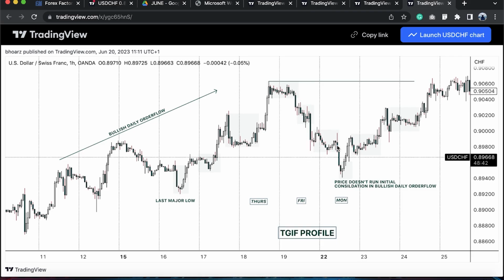And if you're wondering what the market maker sell model looks like, or what a complete market maker sell model looks like, we're going to talk about that in the next video. That's going to be the next topic, the market maker sell model, and you're going to see what a complete market maker sell model looks like. But in a daily bullish order flow, what we are looking for is bullishness, or buys, longs. Why? Because we're trading in sync with daily order flow.